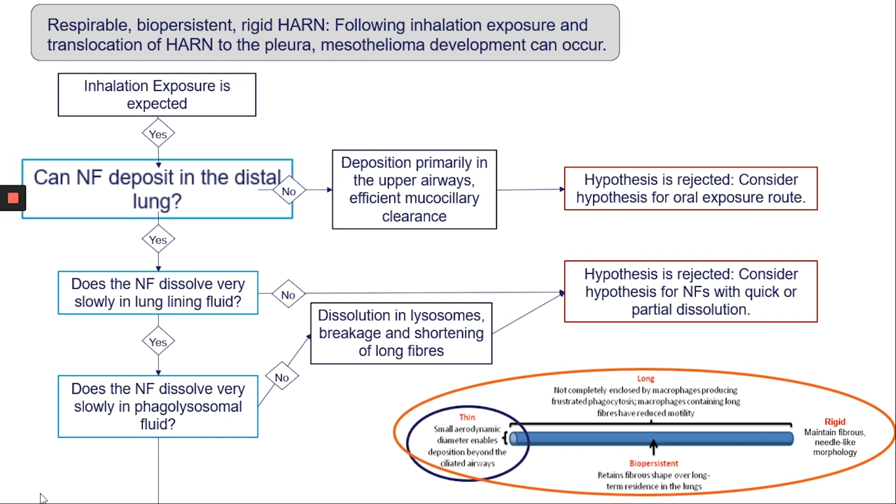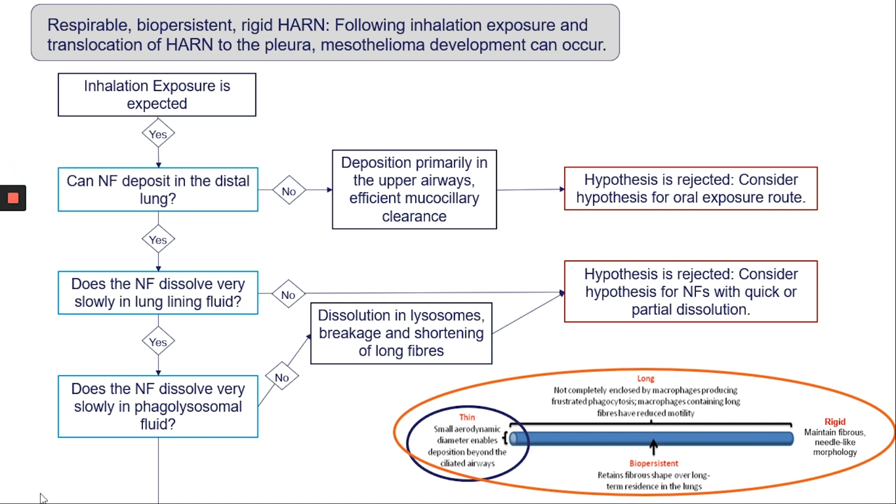Each decision node is measurable with defined criteria to ensure a clear yes or no answer, for example, whether a HARN has sufficiently small diameter to allow deposition in the distal lung. A yes answer allows progression through the IATA, whereas no represents a point of departure where your nanoform may deviate from, and therefore you may reject the grouping hypothesis. Rejection of the grouping hypothesis may prompt the user to consider an alternative hypothesis. For example, lack of biopersistence may lead you to consider grouping hypothesis for nanoforms with quick or partial dissolution.